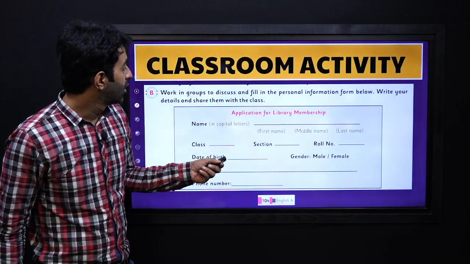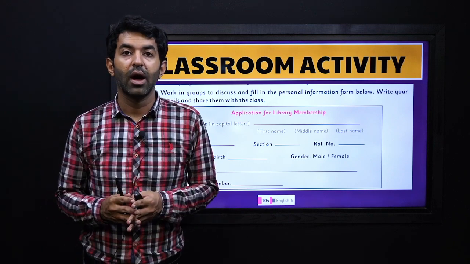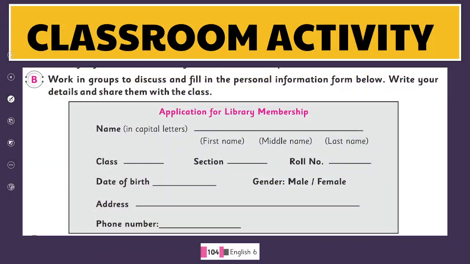Now, we are going to talk about application. Work in groups to discuss and fill the personal information form below. This is a form for applying for the membership of the library. Write your details and share them with the class as well. Follow the instructions and now you can fill the form.